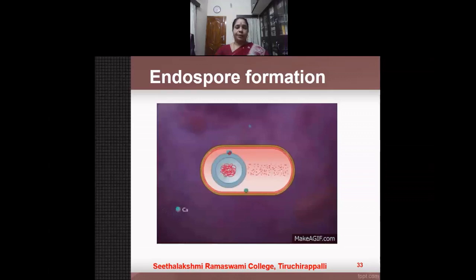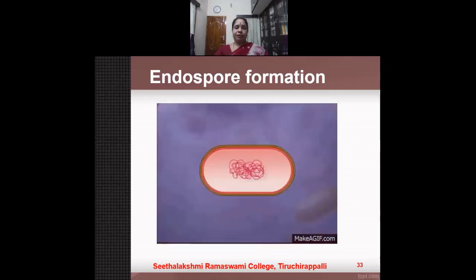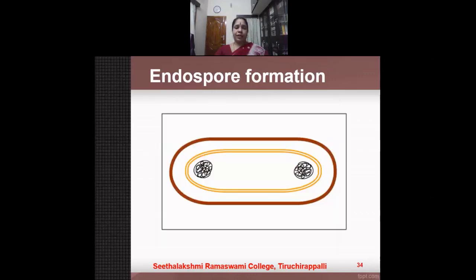A cortex is formed. There is a protein coat surrounding the endospore, the exosporium, and this is released. The mother cell degenerates. So this endospore is capable of growing into a new cell when there is a favorable condition.